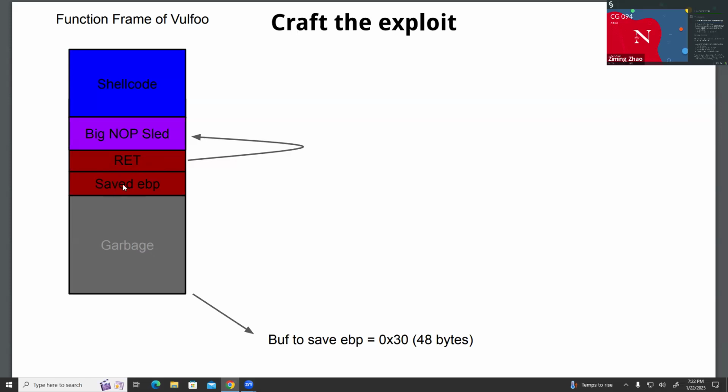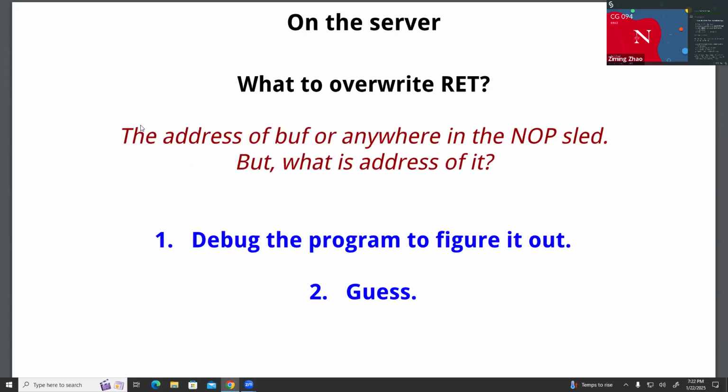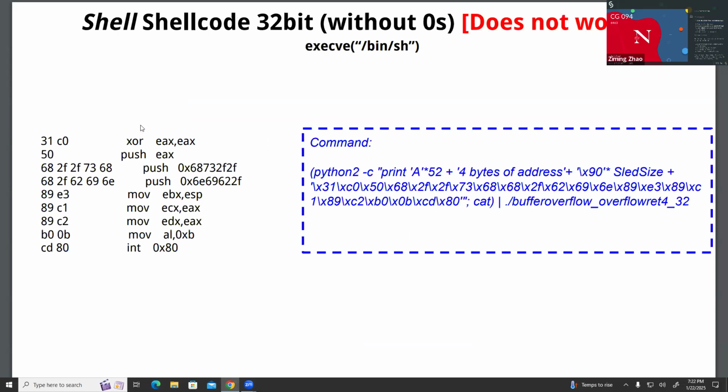We only have the ability to write the saved EBP. We can still hack this, okay? Then we can have a huge NOP sled here, like 1,000, 2,000, even bigger, right? Then we put the shellcode there. Then it will be much easier for us to guess.